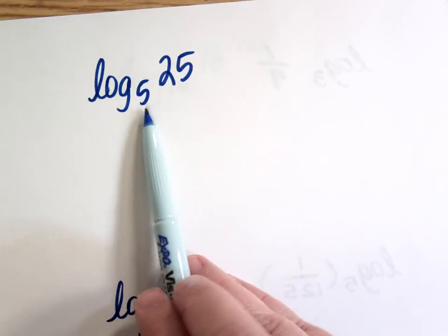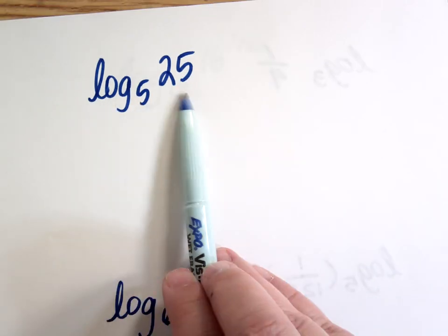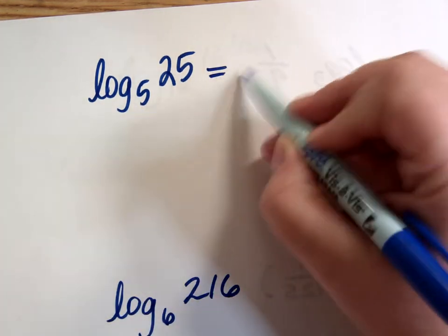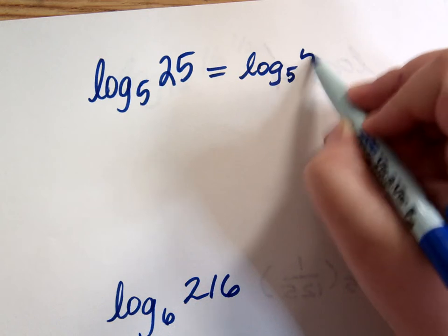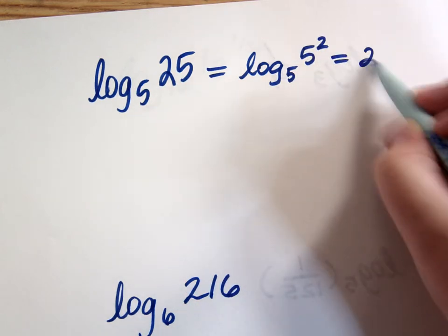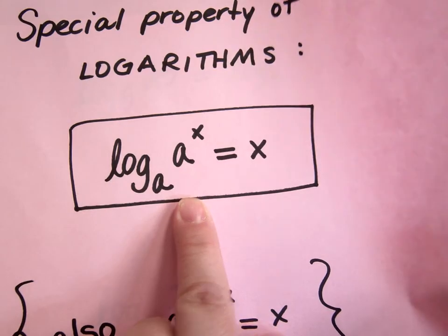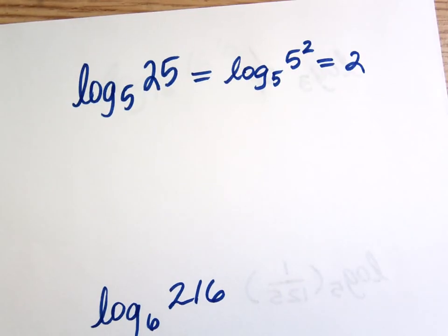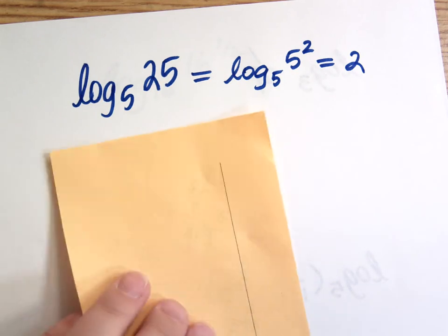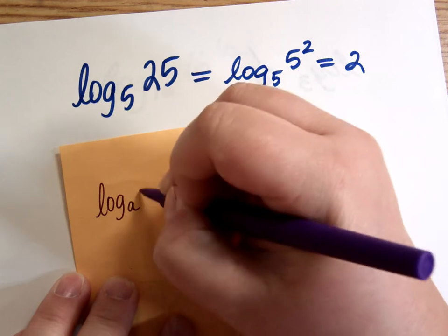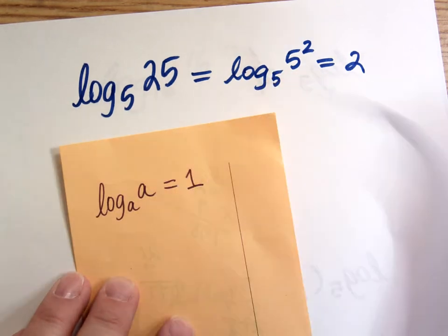Log base 5 of 25. So you're asking yourself when you read this, can 25 be rewritten as a power of 5? And of course it can. Log base 5 of 5 squared, and that's just 2. Notice that you can either use the property the way we wrote it, or you can use the other property, which that one comes out of. If you have log base a of a, that's always just going to be 1.